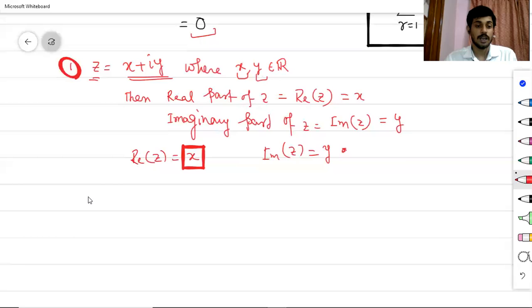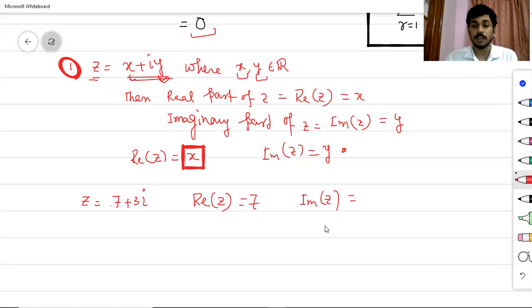If we take z equals, suppose, 7 plus 3 iota, then what will be the real part of z? The real part of z will be 7, because if you compare with x plus iota y, then x equals 7. So if you write down the imaginary part of z, what will that be? The imaginary part of z will be 3, because it is attached with iota.